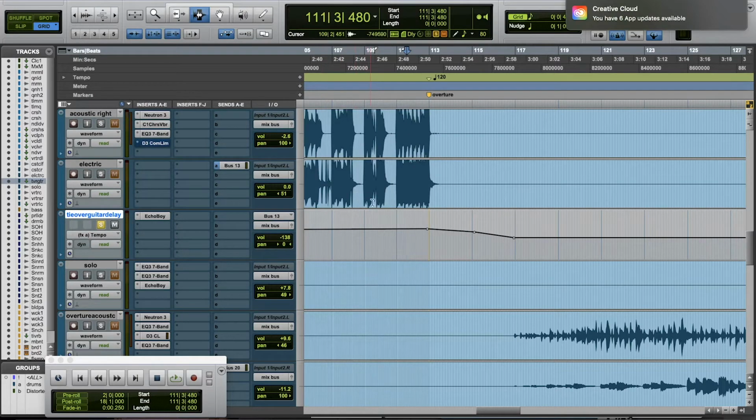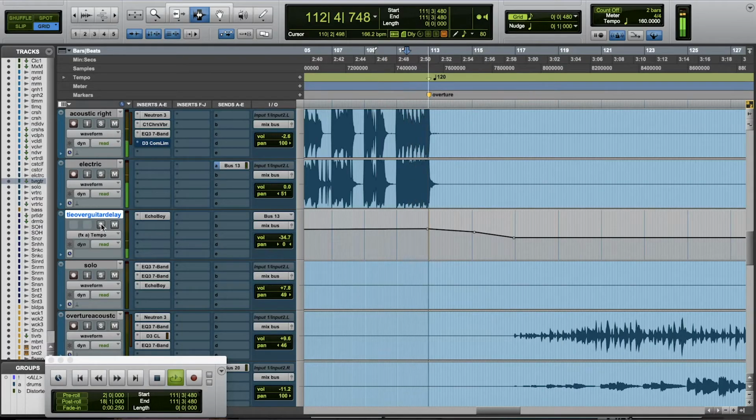So for that, it comes from the guitars, and I used Echo Boy, as pretty much always, and then I just automated the tempo to go down so the pitch would follow with it. So in context, that would sound like this. And I think it leads pretty nicely into the overture.